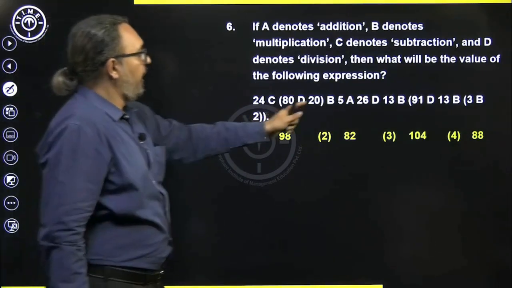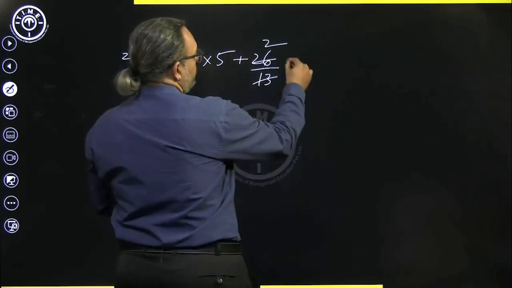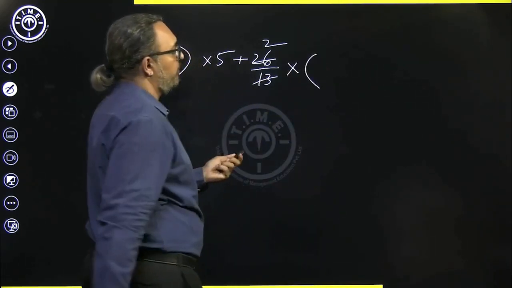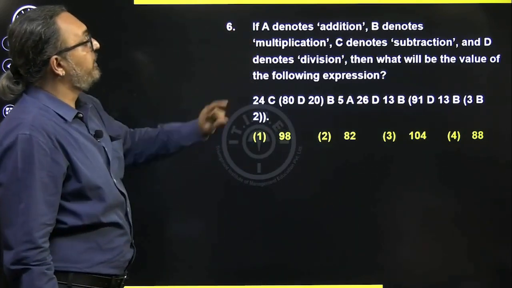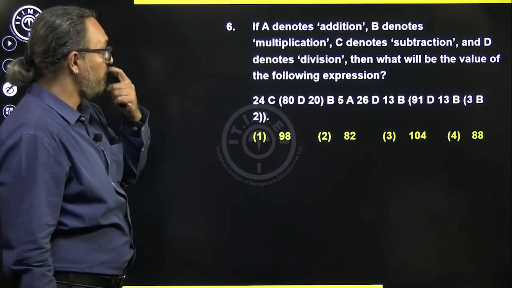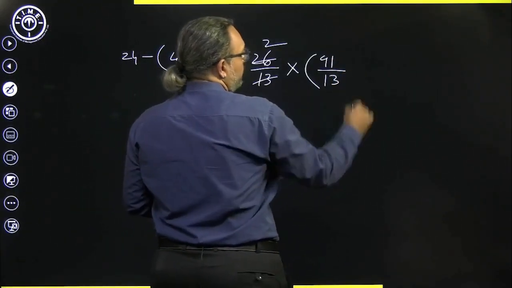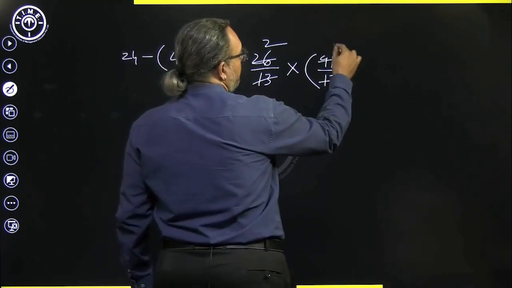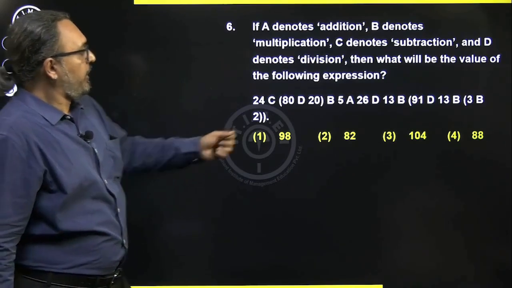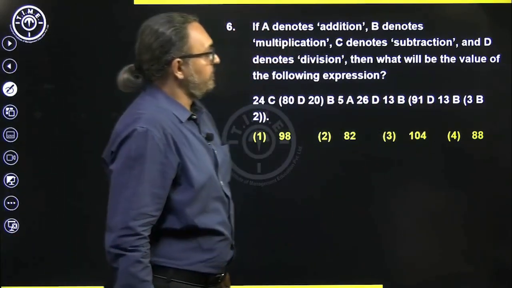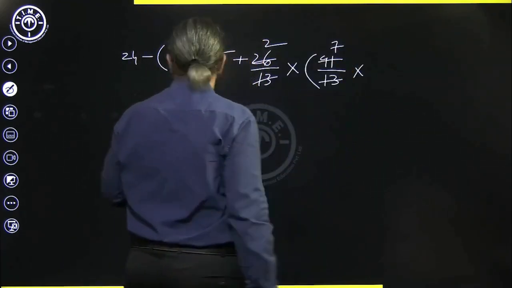Correct? And then B, which is again multiplication, into, then we again have brackets, 91D13. D is again division, so 91 upon 13. How much is this? This goes 7 times, correct? And then again you have a B. B is again what? Multiplication. Within brackets only you have multiplication.